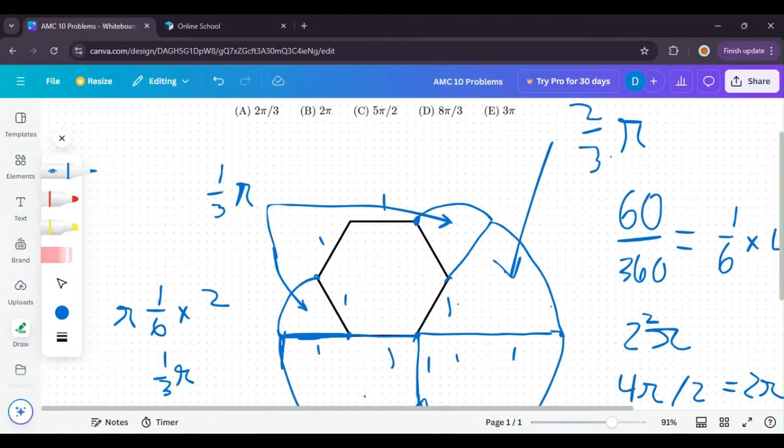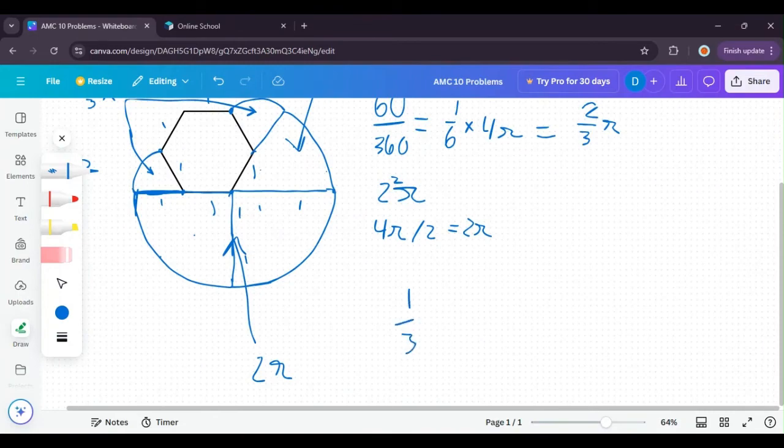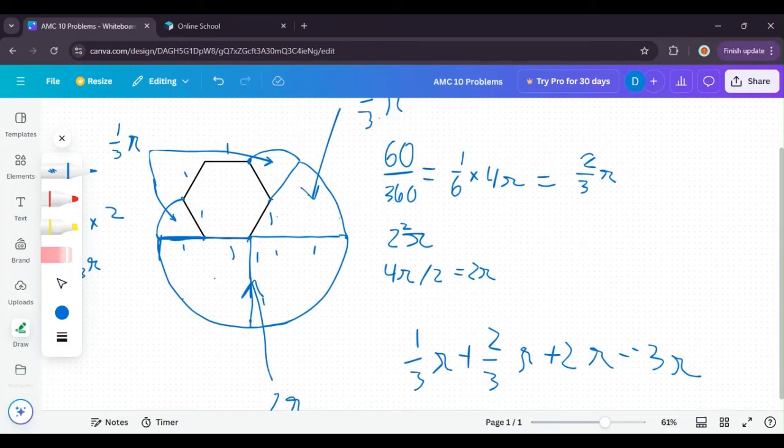Then we just add up all the areas. So 1/3 pi plus 2/3 pi plus 2 pi is equal to 3 pi. So the answer is 3 pi.